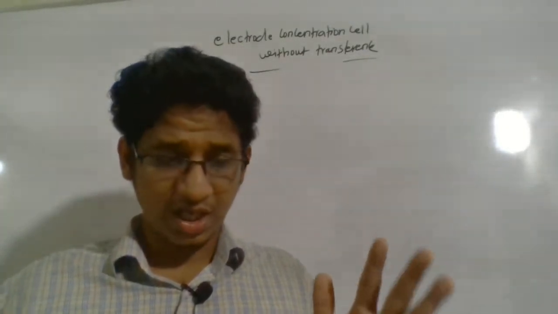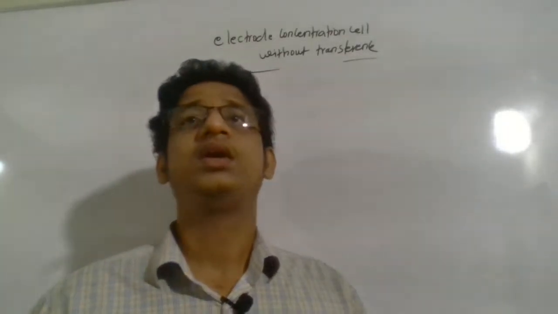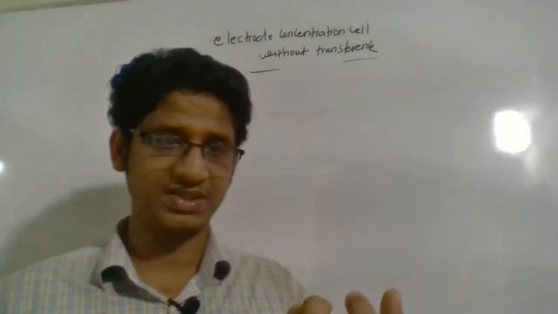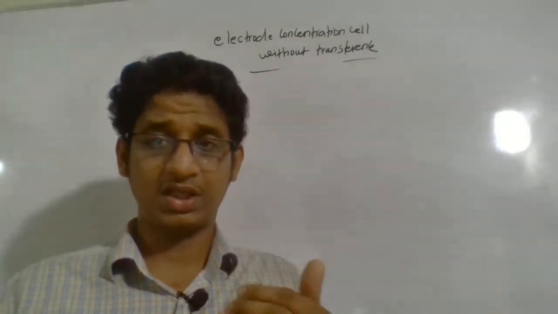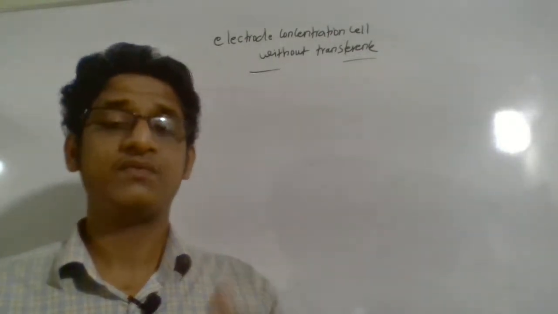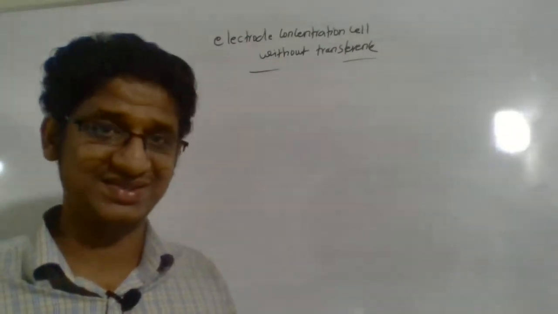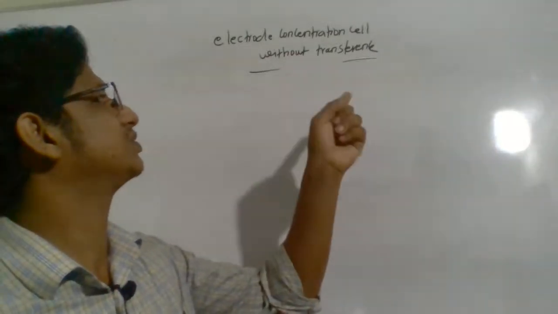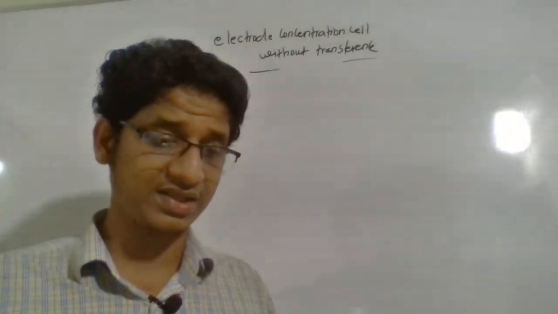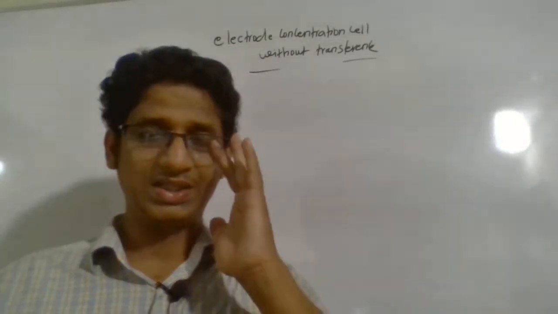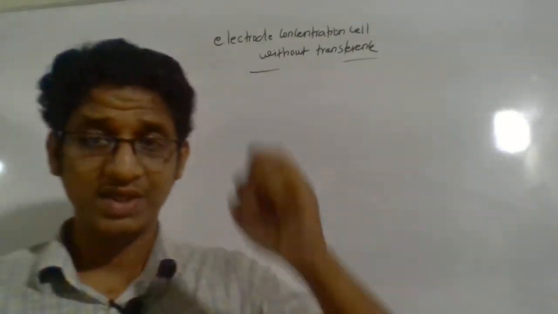If the ions are exchanged between the two electrodes, direct transfer of electrolytes takes place between two electrodes, then we can say that is an electrolyte concentration cell with transference. That's a different one, we will discuss more about that in the next session. So what does electrode concentration cell without transference mean? It means there is no direct transfer of electrolyte between the electrodes. Still the electricity is generating because of the difference in concentration of electrodes.